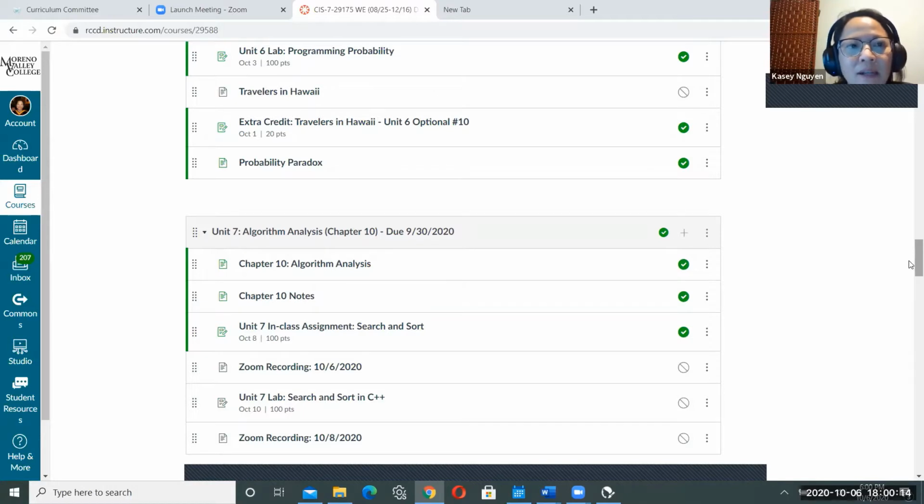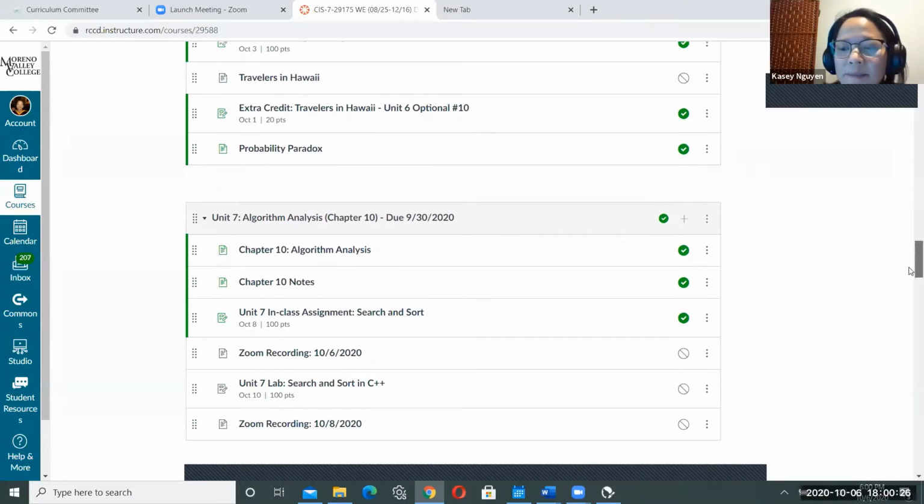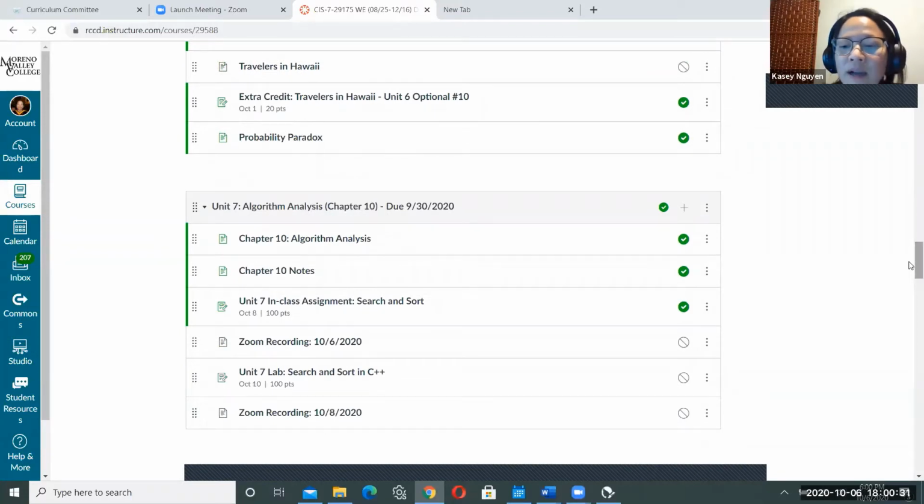It might look kind of similar to some of the things that you're doing or you did in CIS7C if you have taken the class or if you're currently in the class. But we'll talk about the manual calculation of the search and sort algorithm today.